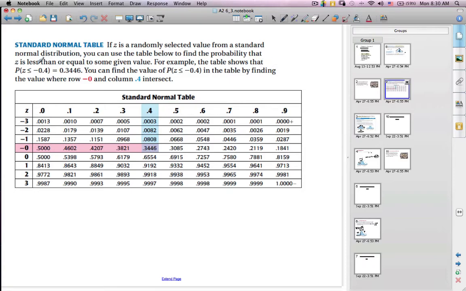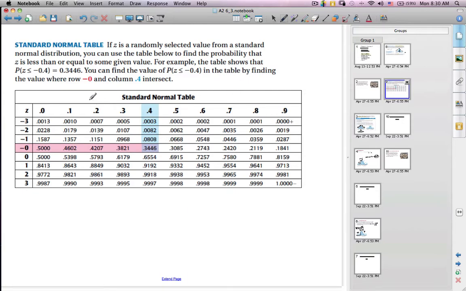So the table shows the probability that z is less than or equal to negative 0.4, right? If negative 0.4 would be 0.3446. If it was positive, it would be 1 minus that, which would be 0.6554. So that helps us out a little bit.